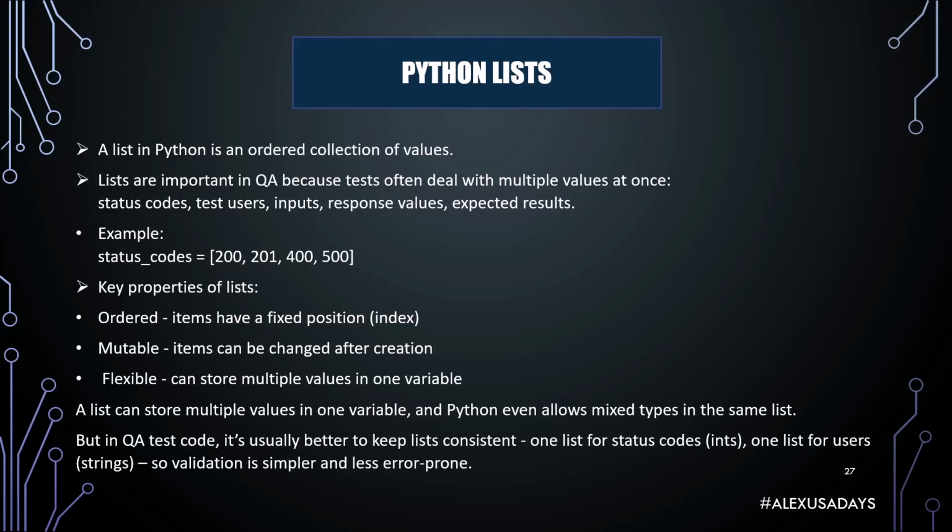Key properties of lists. So lists are ordered. Items have a fixed position. They have indexes. They're mutable, so items can be changed after creation. They're flexible, so they can store multiple values in one variable, and Python even allows mixed types in the same list. But in QA test code, it's usually better to keep lists consistent. One list for status codes that will store integers, and one list for users that would store strings. So validation is simpler and less error prone.